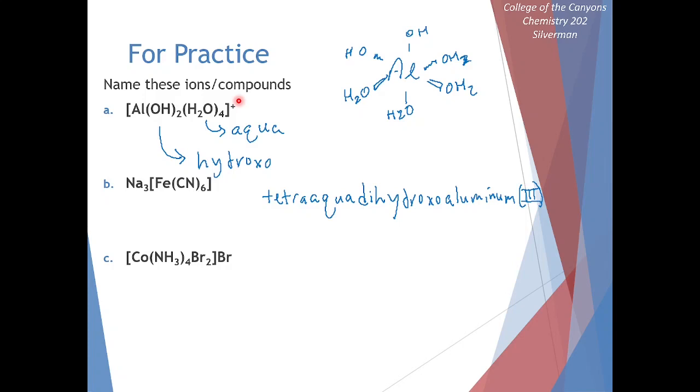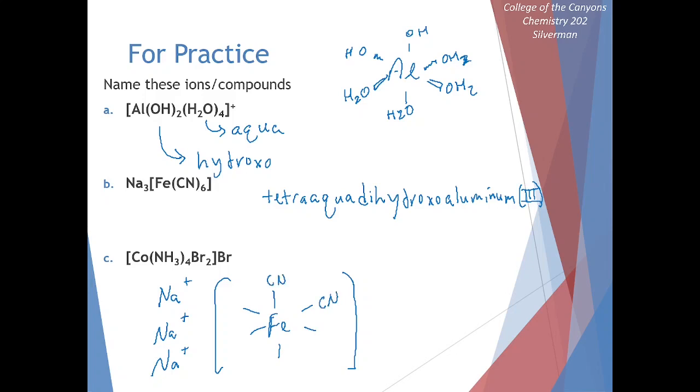Let's do one more. For our second example, we have some sodiums. 3 sodiums, Na+, Na+, Na+. These are not part of our complex. They are outside. Inside, we have iron surrounded by 6 cyanides. Cyanide as a ligand we call cyano.